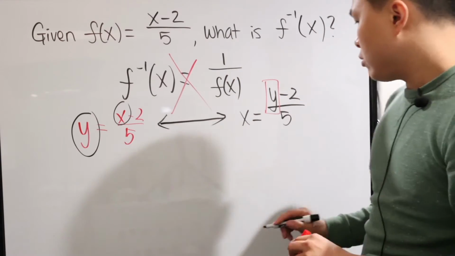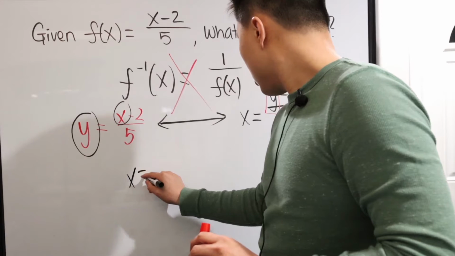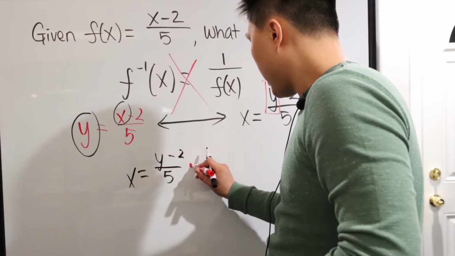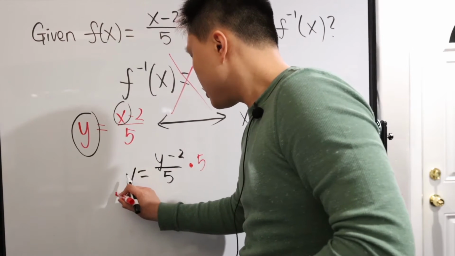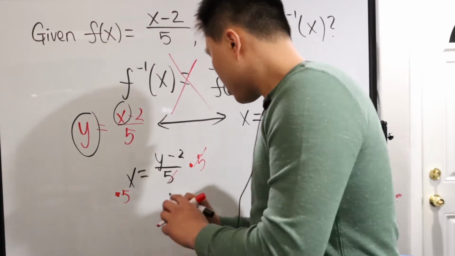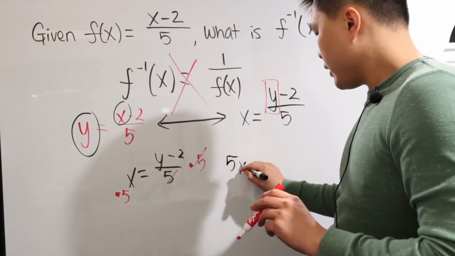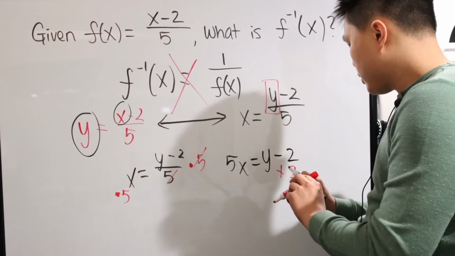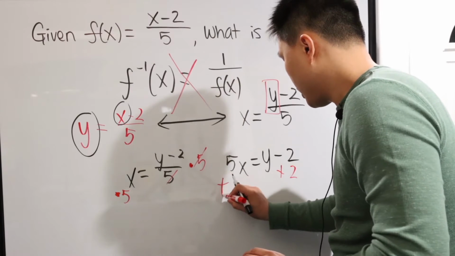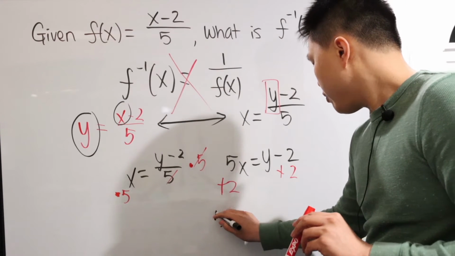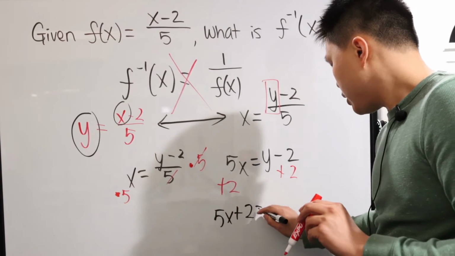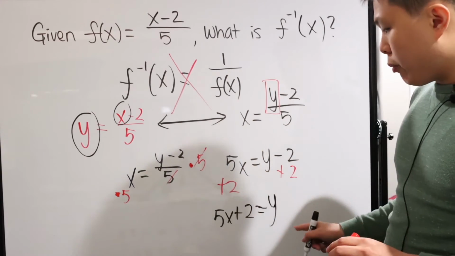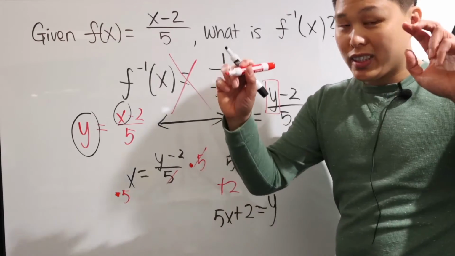So if we were to do that, let's just look at this. x equals (y minus 2) over 5. So what you're going to do is multiply by 5 on both sides. This cancels. You basically have 5x equals y minus 2. You're going to add 2 on both sides. And so you have 5x plus 2 equals y. Now, afterwards, the final thing that you have to do is remember that because we switched it, this is known as the inverse.